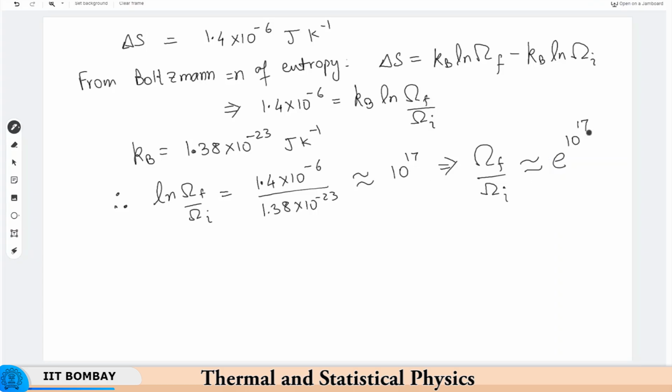It is 10 raised to the power 10 raised to the power 17, and this is just for a tiny bit of water, 1 gram, whose temperature is raised just by 0.0001 Kelvin, right. But now you think about real systems like this metal or this glass of water or oceans and atmosphere and so on. So, how accurate would this theory be, right? All right. So, the next thing that we will do is basically density of states.